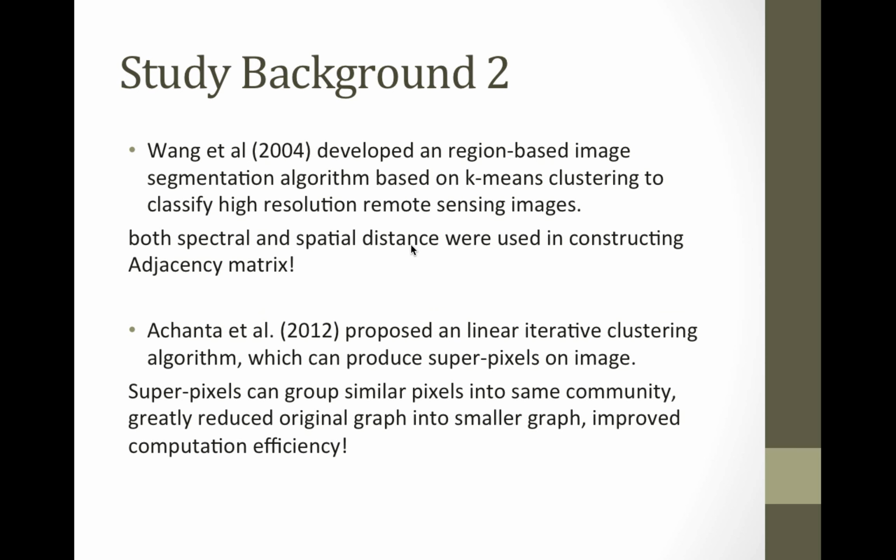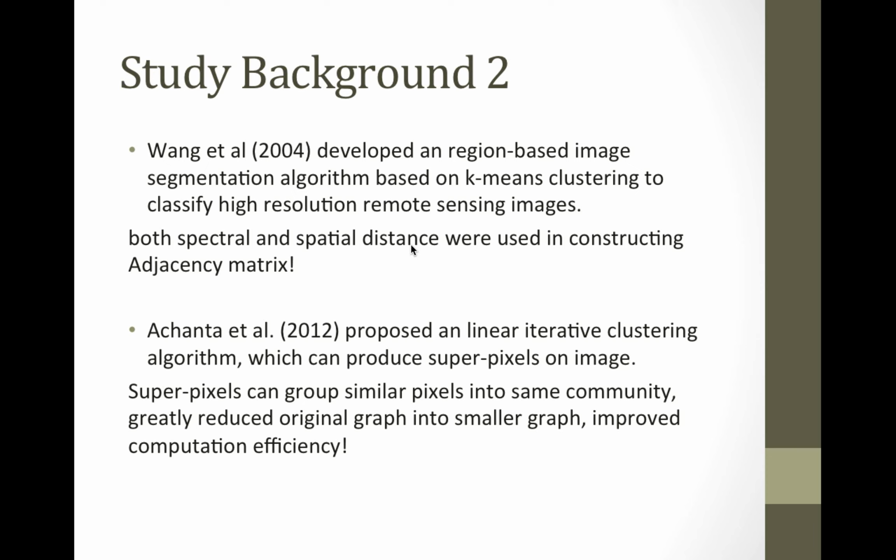And next, Wang developed a region-based image segmentation algorithm based on k-means. In their study, both spectral and spatial distances were used to construct the adjacency matrix. This would be very useful information, because in my study, remote sensing images have a strong local connection, but the global connection is relatively weak.